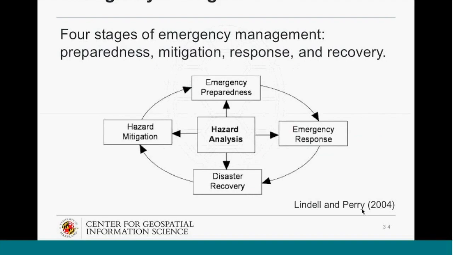And then at the very center of this chart, you see hazards analysis, showing that your analysis of hazards, whether it's using GEOINT techniques or however you want to analyze them, really can help contribute to each of these 4 stages of emergency management.